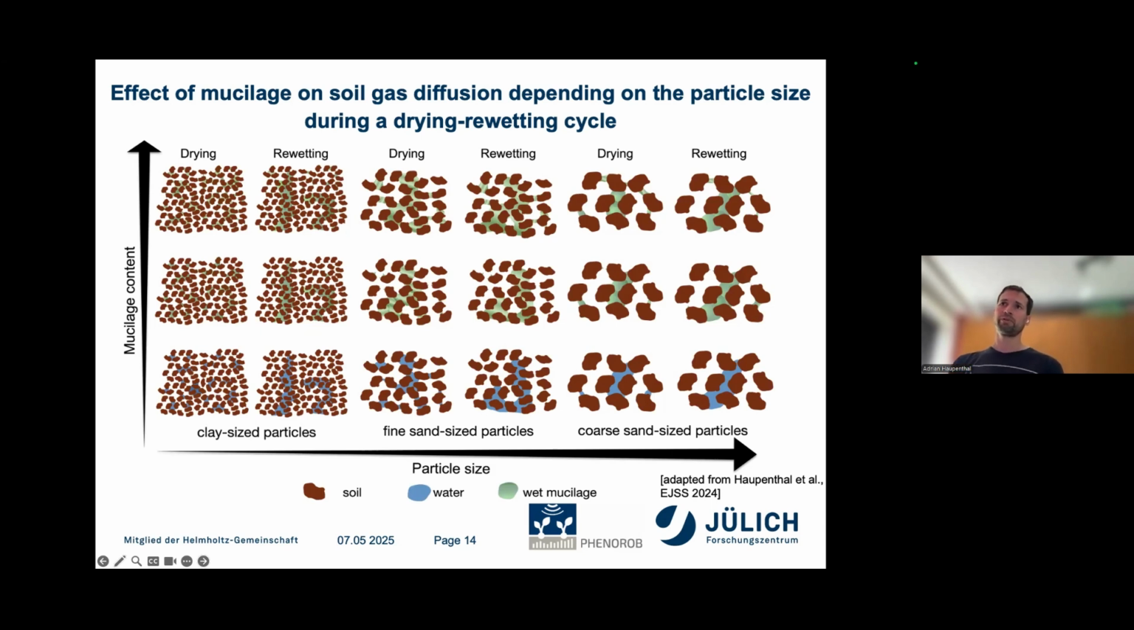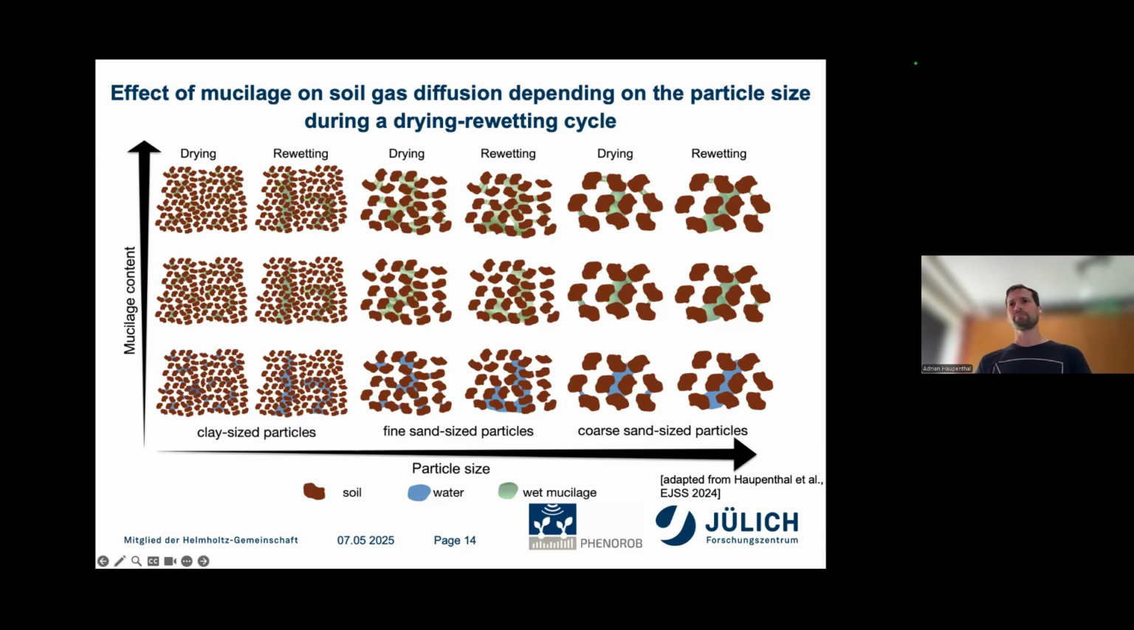And here the hypothesis is that we have a decrease in gas diffusivity, of course, with an increasing mucilage content. For the coarse-sized particles, higher mucilage content is required for the structures to persist because we have rather large pores, and the breakup of the filaments depends on the radius of the filaments. And for the finer-sized particles, we expect reduced gas diffusivity due to the higher number of potential pore throats. So we have a higher number of pores, and at the same time a smaller pore radius.